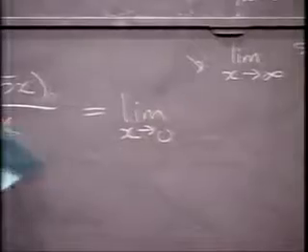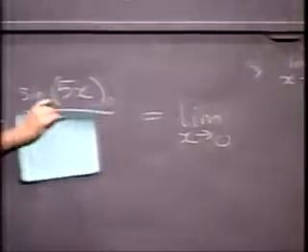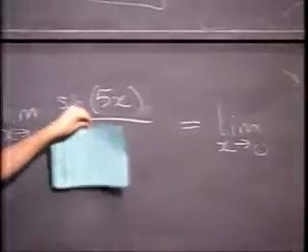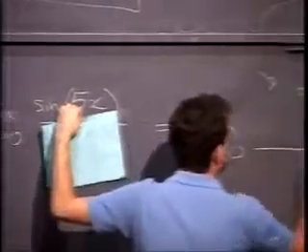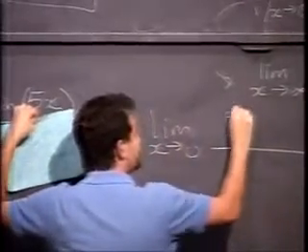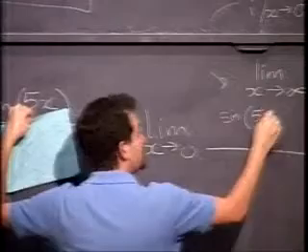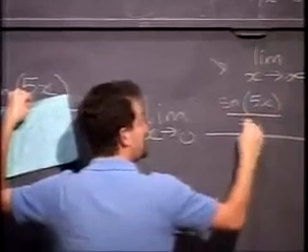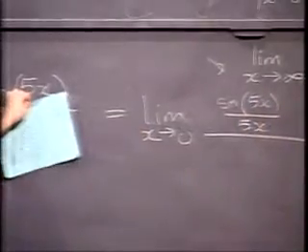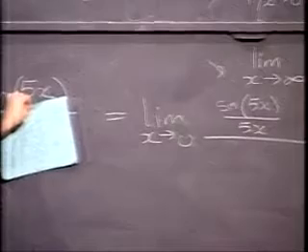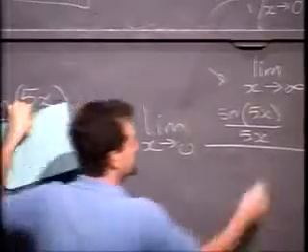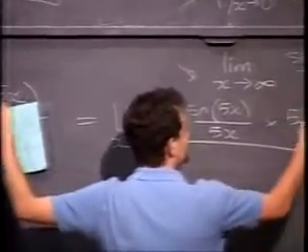Screw the x on the bottom, I don't care about that. I just want to look at sine of small. What I want to do is ignore the bottom and just work on the top. I would wish that I had sine 5x over 5x, because that I understand. They match. So how do I get the 5x there? Well, if I've divided, I have to multiply.